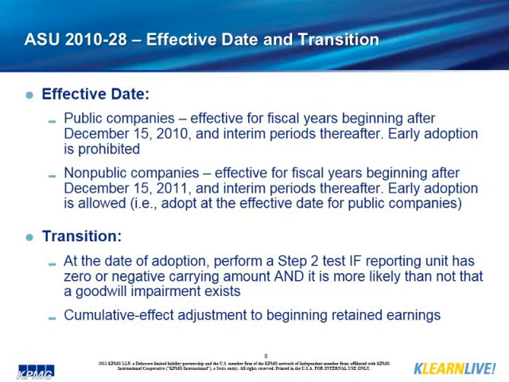At the date of adoption, entities are required to perform a Step 2 test for any reporting units that have a zero or negative carrying amount and for which it is more likely than not that goodwill is impaired. Any resulting impairment charge upon adoption would be recorded through a cumulative effect adjustment to beginning retained earnings.